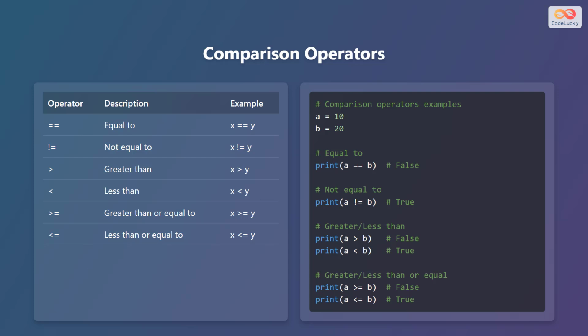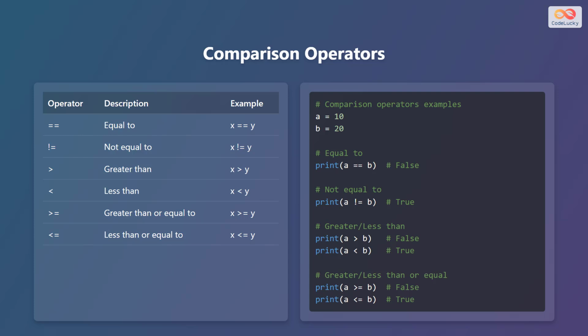The greater than operator checks if the left value is greater than the right value. The less than operator checks if the left value is less than the right value. The greater than or equals operator checks if the left value is greater than or equal to the right value. The less than or equals operator checks if the left value is less than or equal to the right value.